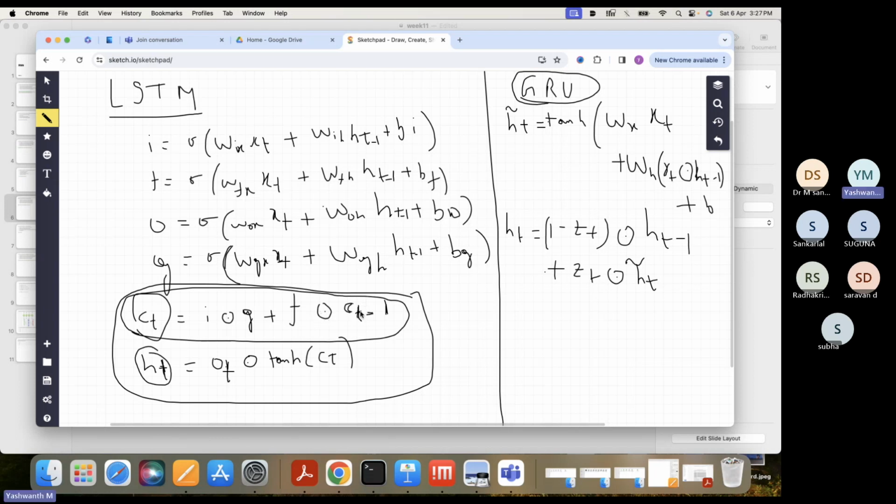from your previous cell state. Then you will write into the cell state. That is what it is. That's what it means. I mean, this is a fancy way of telling whatever we have done in these equations.